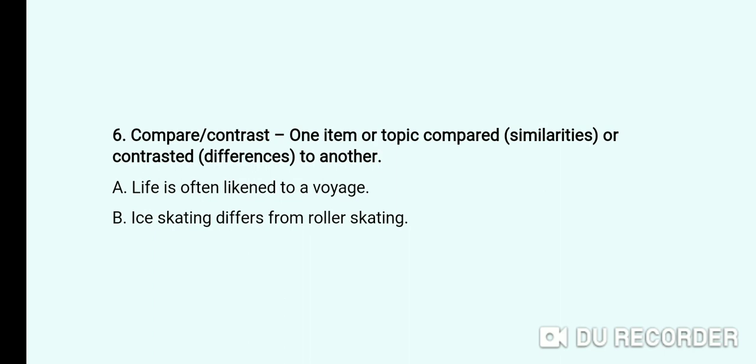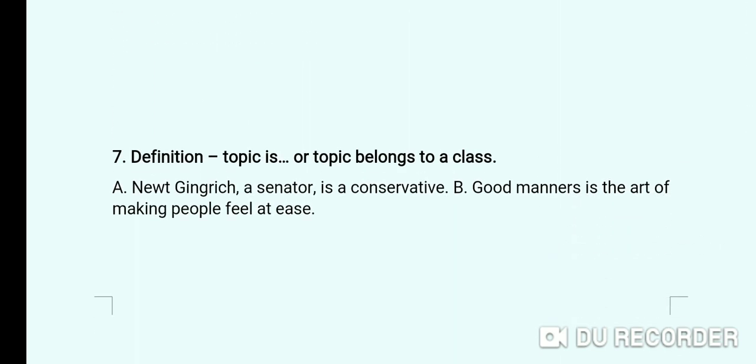Okay. Like here, two examples are given here. Life is often likened to a voyage. So, here there is a comparison, life with a voyage. Voyage actually is a journey in the sea. Ice skating differs from roller skating. So, ice skating and roller skating, there is a contrast between them.